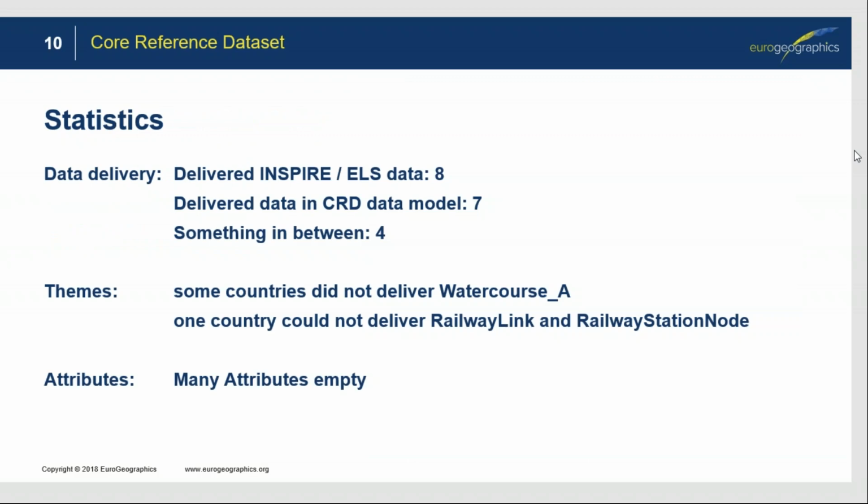I've tried to do some statistics on what we've already achieved and what we can see there. From those 19 countries that have delivered data, only 8 have delivered real Inspire, nothing else. Another 7 have delivered CRD data. They already did the transformation themselves from their Inspire or whatever source to the CRD model. And 4 have done something in between. That's neither really the one nor the other. It's halfway through the process, I would say.